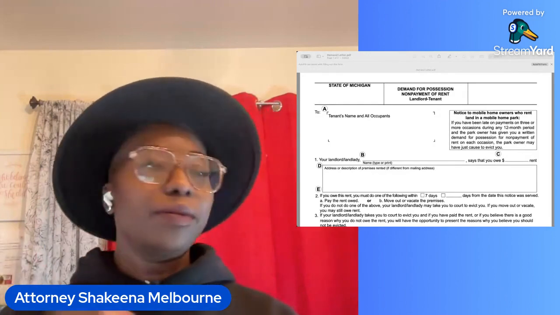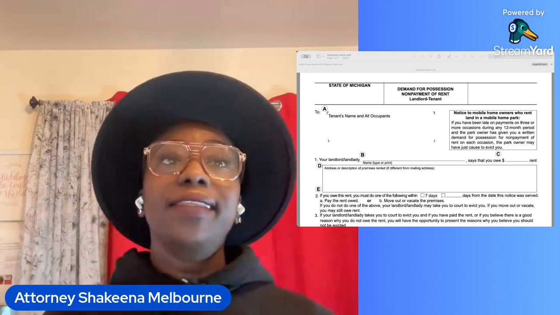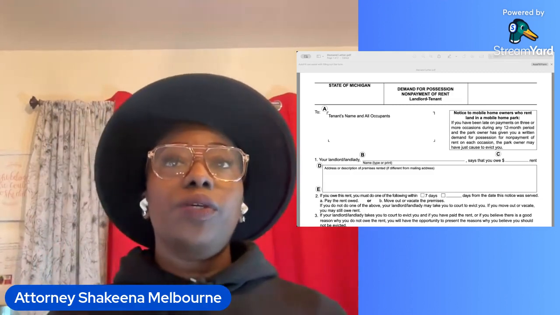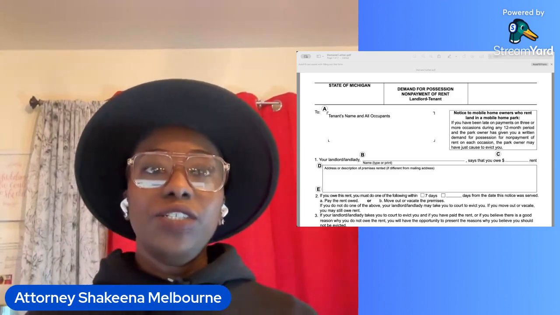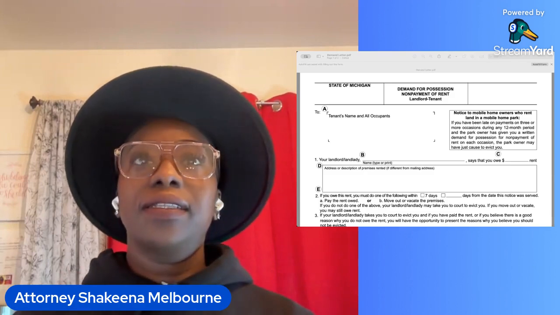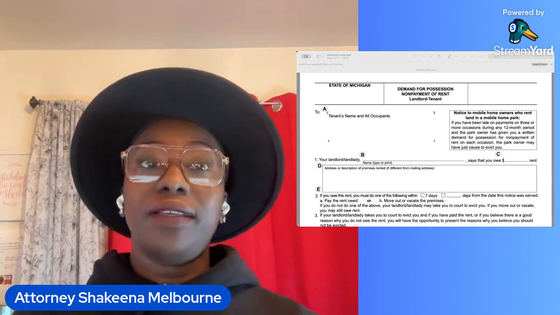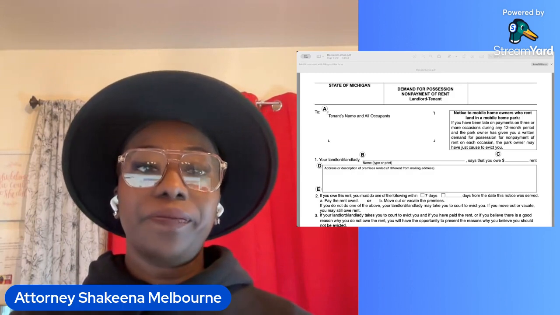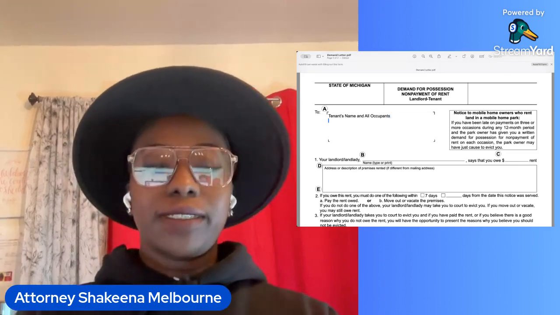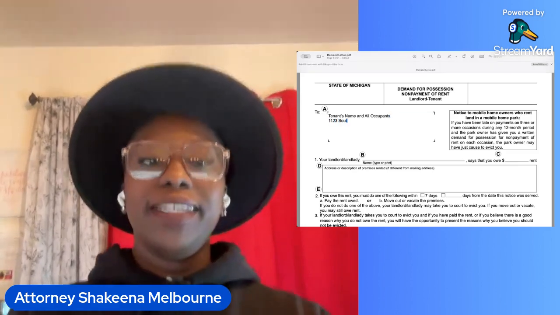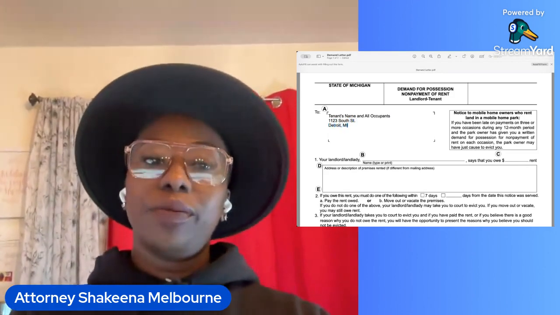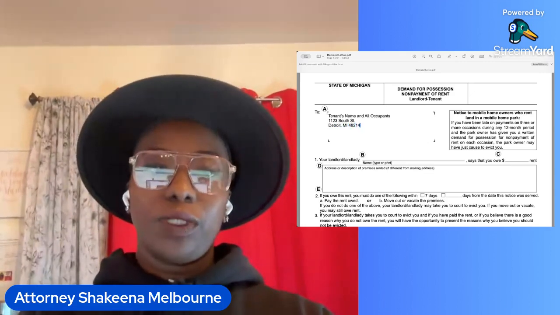condo, single family, duplex, this even applies for commercial spaces too. You want to make sure every person that has any interest or any personal property within the space is notified that an eviction case is taking place, right? After that, we make sure we put their address: 1123 South Street. We're going to say Detroit, Michigan, 48214.